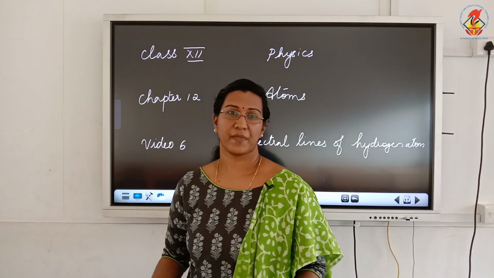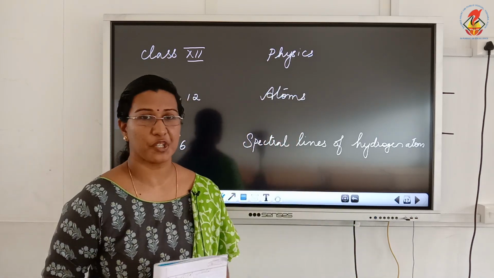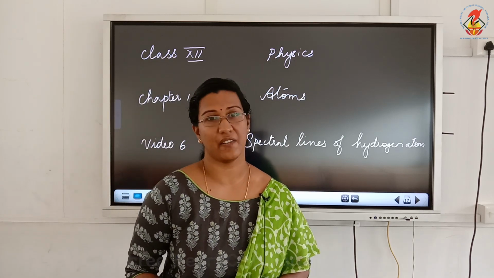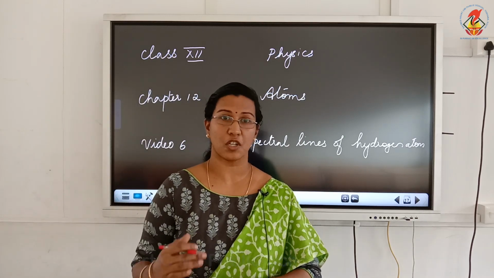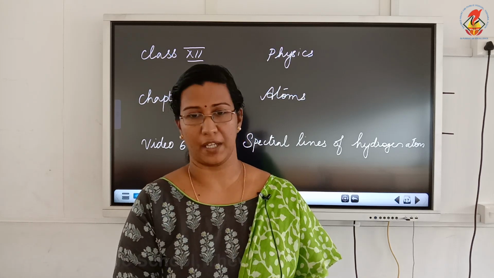Hi students, in this video we are going to study the spectral lines of the hydrogen atom. In the previous video we discussed the energy levels of the hydrogen atom, meaning the electrons in each orbit possess a definite amount of energy.